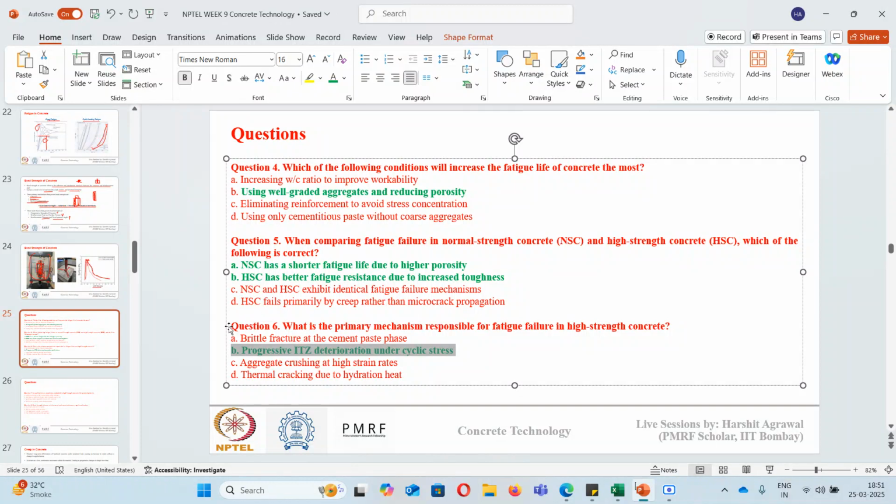Okay, and A can also be correct, like brittle fracture. Generally, when we talk about high strength concrete, we observe brittle fracture of the material. But the primary mechanism responsible for that is the progressive ITZ deterioration.